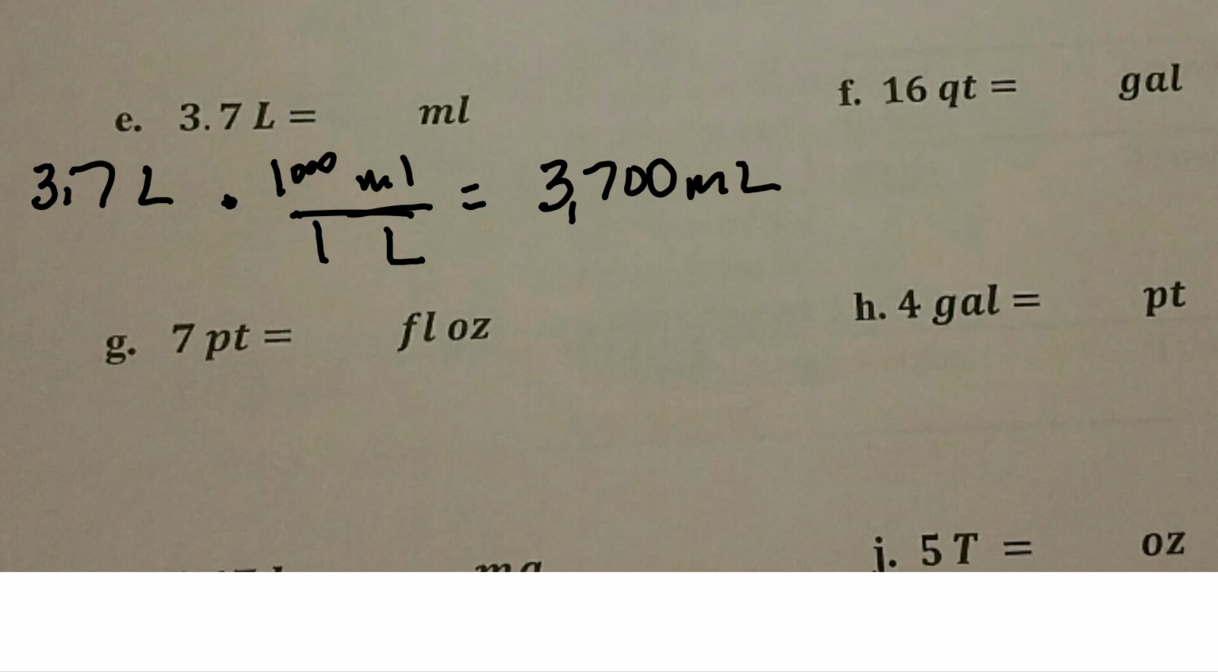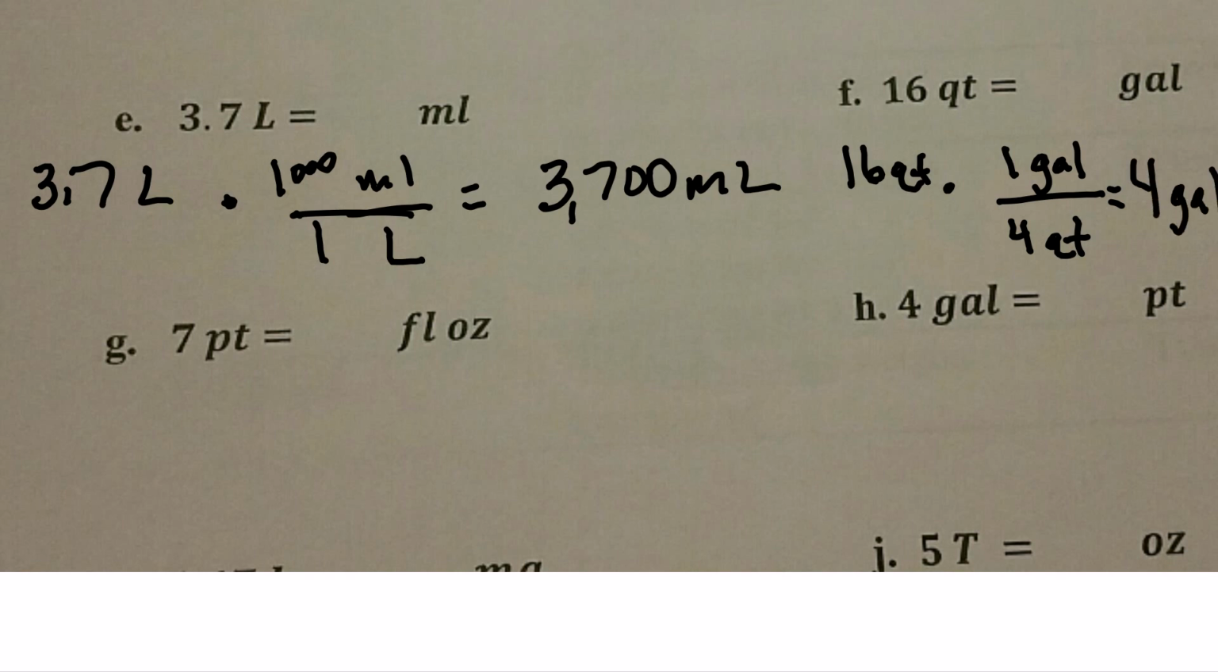Alright. If I have 16 quarts, I want to end up with gallons. So I'm going to multiply by 1 gallon all over 4 quarts. Now, remember, that's just a fancy way to say 1 because those are equal. So I do 16 divided by 4, so 16 quarts is just 4 gallons.